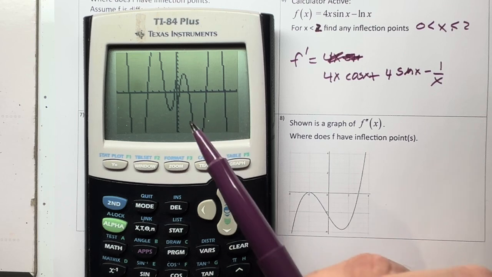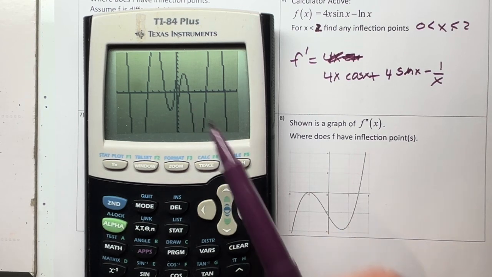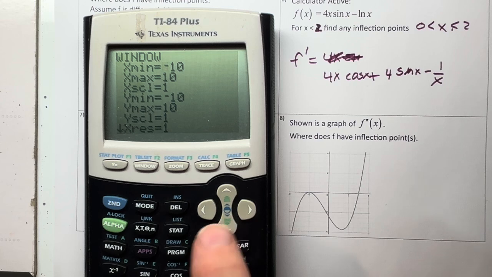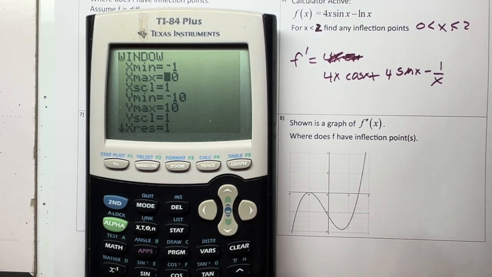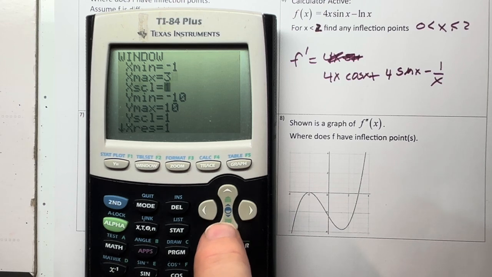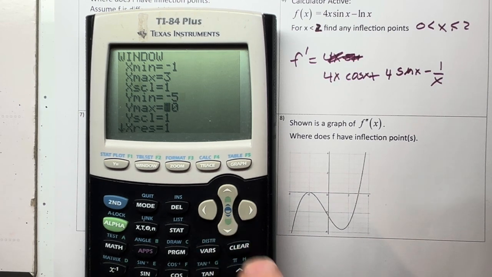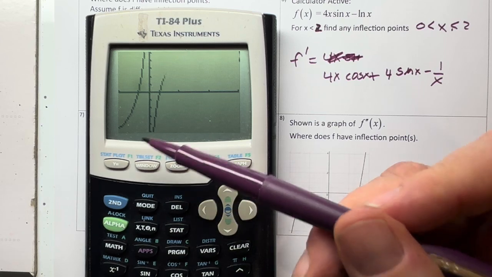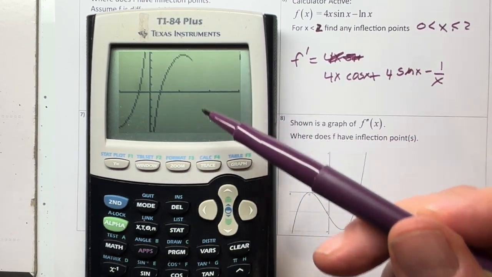So we could look here and change our window. I think I want to just go straight to the window and say x min of -1, x max of, let's say, 3, y min of -5, y max of 5. So I was able to look at the graph. All right, that's going to go in asymptote. It's going to go forever. This was also an asymptote.